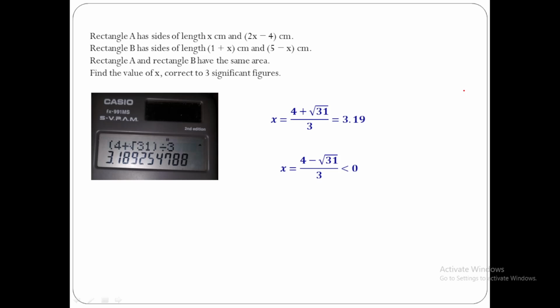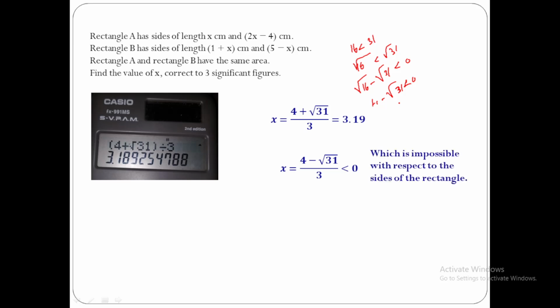Let's see the next answer, that is 4 minus root of 31. Why is it negative? Root of 16 is less than root of 31, because 16 is less than 31. So root of 16 minus root of 31 is less than 0. So 4 minus root of 31 is less than 0. Any negative number divided by a positive number is also negative. But here x is one side of rectangle A. So this is not possible because the side of a rectangle should not be a negative value. Then the required value is 3.19 because it is a side of a rectangle. So we can include the unit over here.